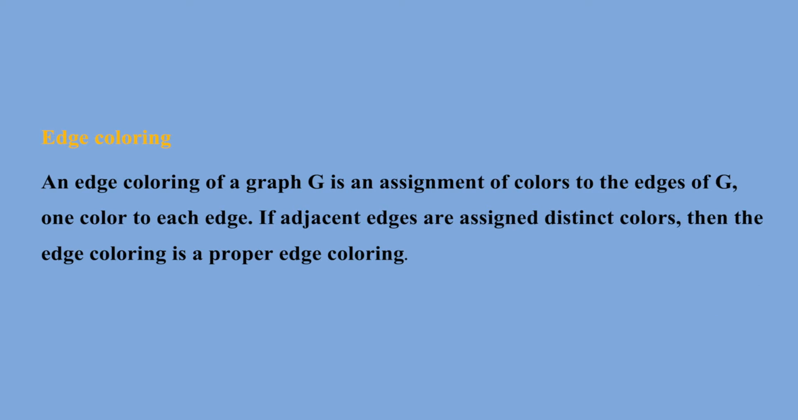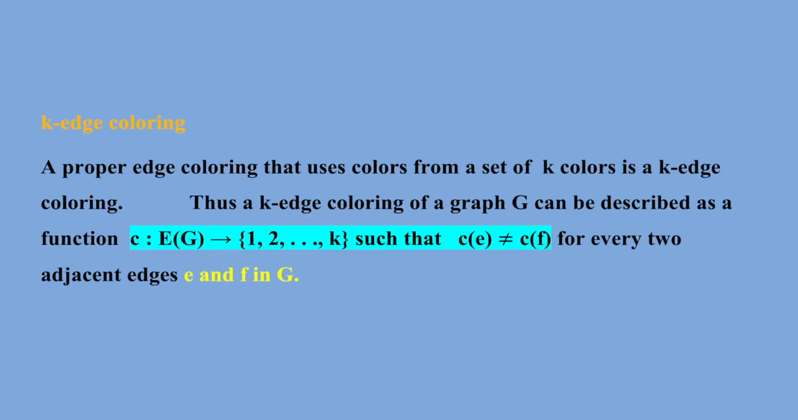An edge coloring of a graph G is an assignment of colors to the edges of G, one color to each edge. If adjacent edges are assigned distinct colors, then the edge coloring is a proper edge coloring. Let us see the definition of k-edge coloring. A proper edge coloring that uses colors from a set of k colors is a k-edge coloring.